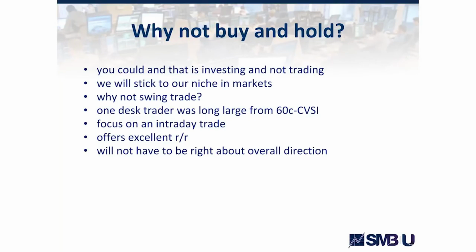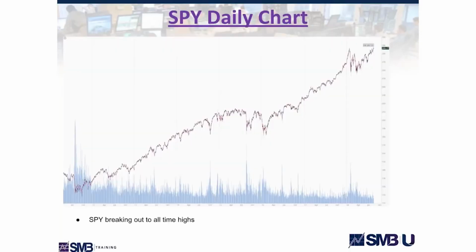We're going to focus on an intraday trade for the purposes of this discussion. It offers an excellent risk reward, and the trade I'm going to talk about also has the benefit that you don't have to be right overall about direction. These pot names can go up too much and then pull in quite a bit. If you're just buying and holding, you can buy it at the wrong price and get stopped out for a tough loss. In the trade we're talking about, we're trading the volatility in the sector. We don't have to necessarily be right overall.